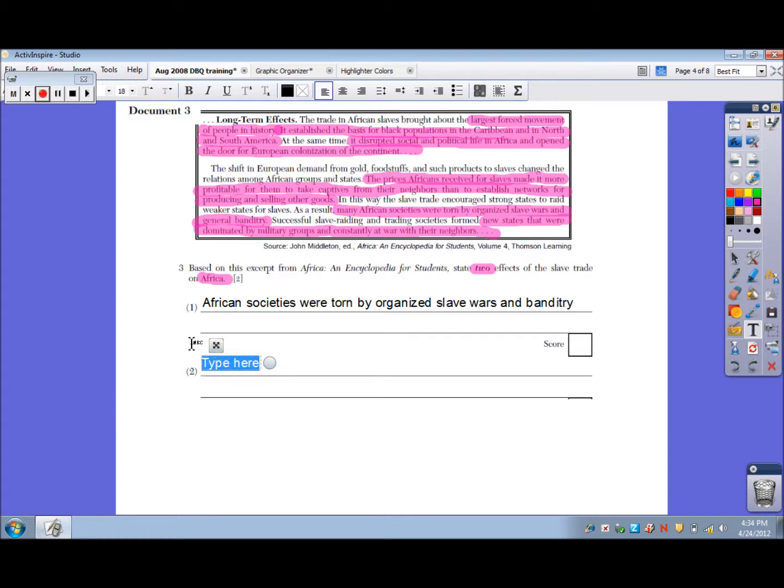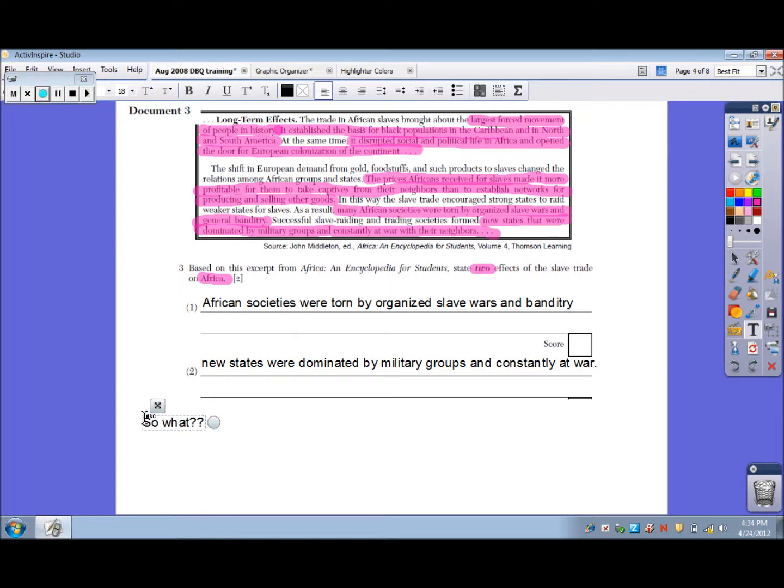The other one here we can write down that I'm going to choose, again, there's several answers here, but the one I'm going to choose that I think is good is the last thing I wrote down there. New states that were dominated by military groups and constantly at war with their neighbors. So there's your two answers you should have right there. And what you need to do now down below is answer a so what.